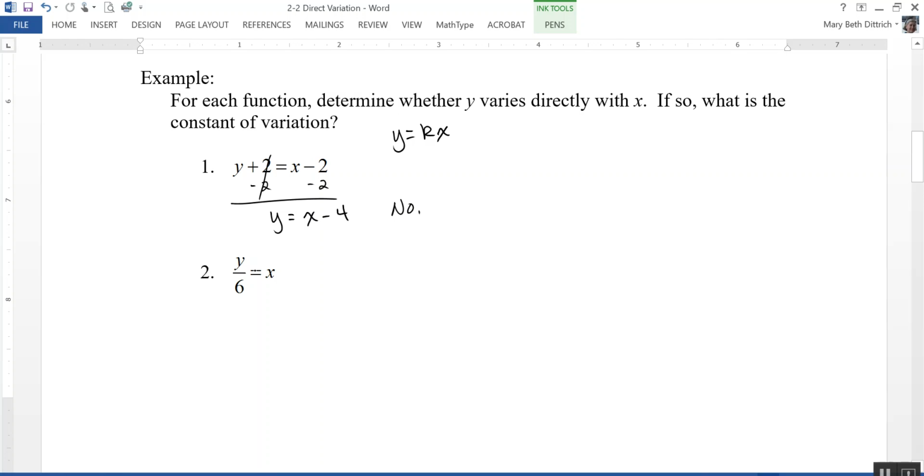Let's take a look at this one here. If I solve this for y by multiplying both sides by 6, I get y equals 6x, and yes, y does vary directly with x, and my constant of variation is 6.